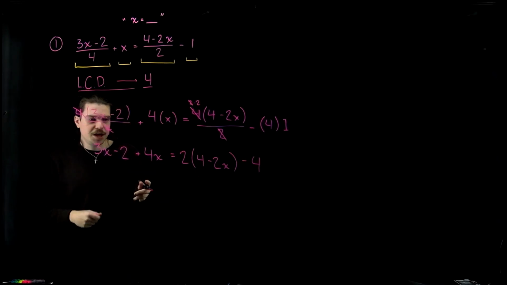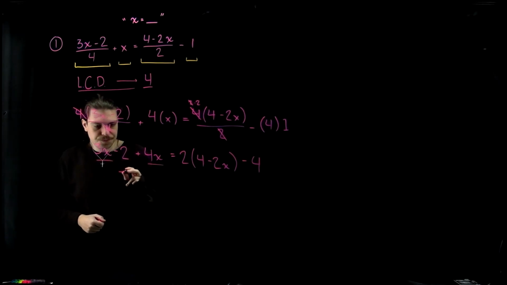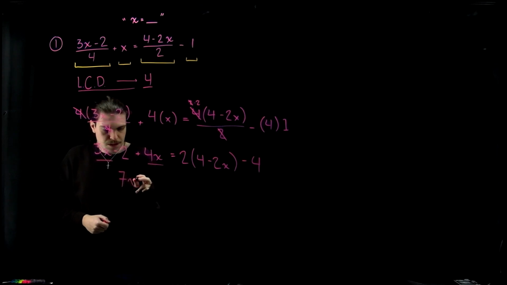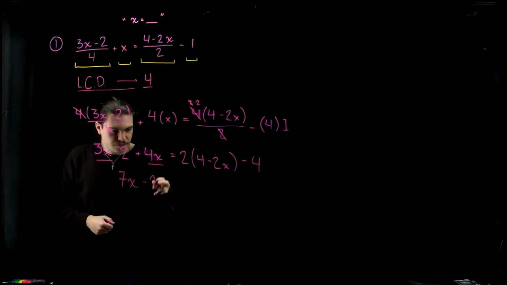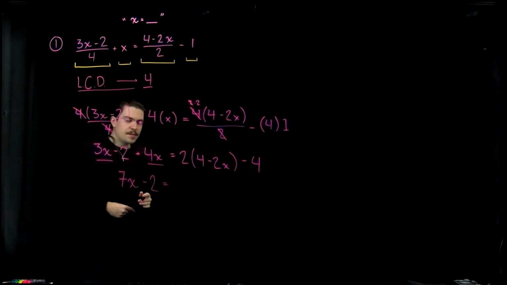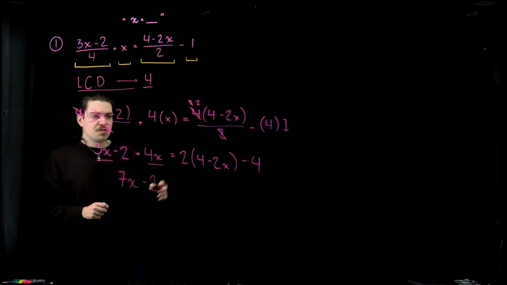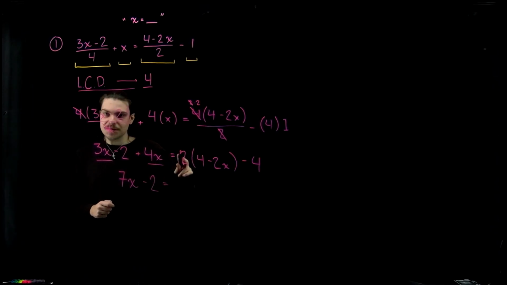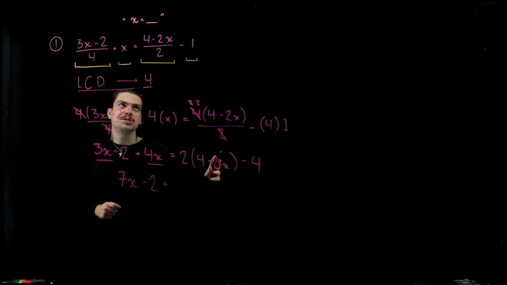So over here on this side, I'll go ahead and combine my 3x and my 4x for a grand total of 7x. Of course, we can't forget our minus 2. And we'll set this equal to, right? And this is the part that's tricky. We have to remember to distribute this 2 into both of these terms, right?